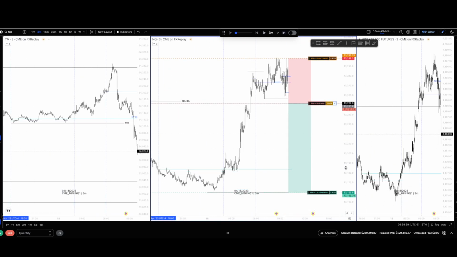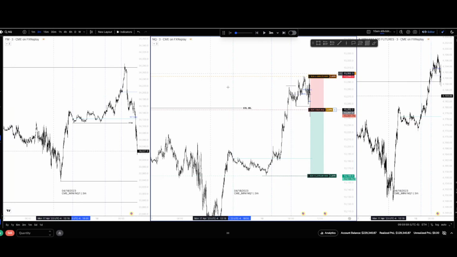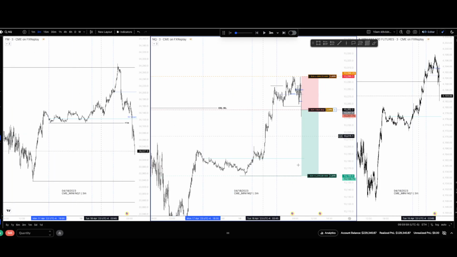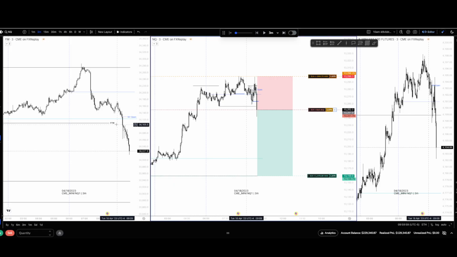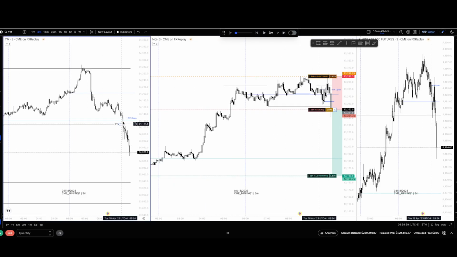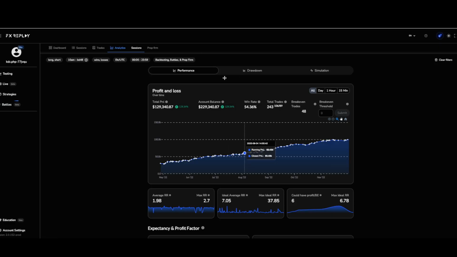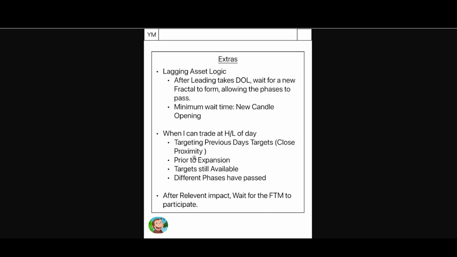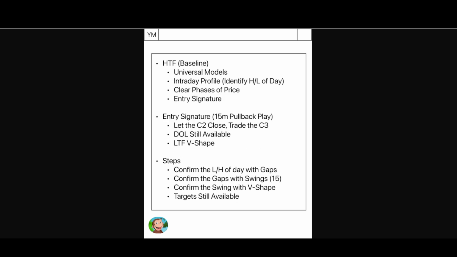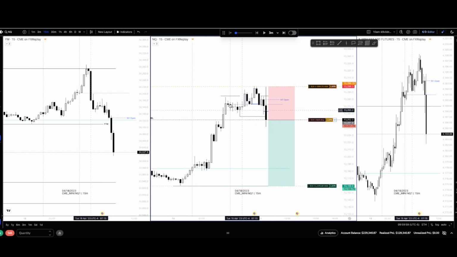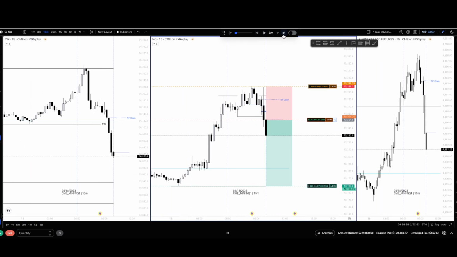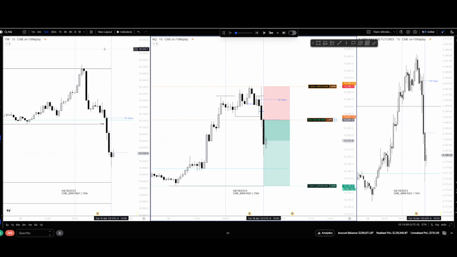Positional and see if we get it as the daily candle, open, high, low, close, accumulation, manipulation, distribution, trading a 15-minute C3, and lagging asset logic where we fail to manipulate this and we wait for a new 15-minute swing, as it says in the extras here. Where is it? Extras here. After leading takes the draw on liquidity, wait for the new fractal to form, allowing the phases to pass, which we did. Minimum wait time is the new candle opening, and we're trading away from a new 15-minute swing formation. So yeah, this looks good. So we get activated here. Let's see if we get it.